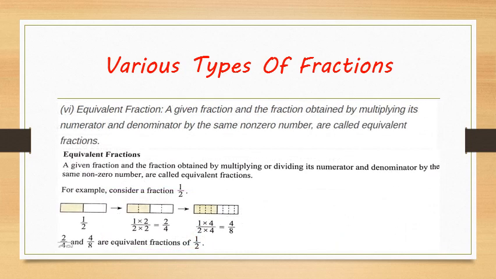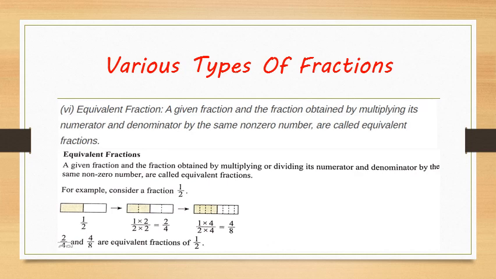Equivalent fraction. Equivalent fractions are fractions which are obtained either by multiplying or by dividing the numerator and denominator of a given fraction by the same non-zero number. So how can we get them? That is by either multiplying or dividing the numerator and denominator of the given fraction by the same non-zero number. Why are they called equivalent fractions?